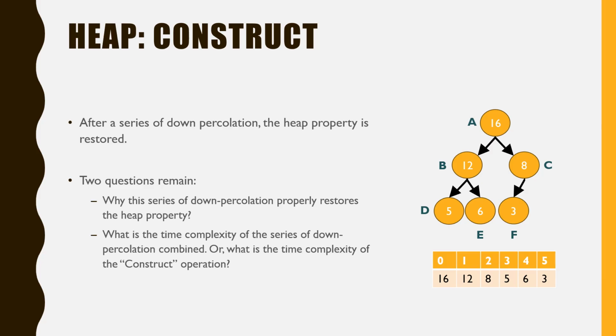In summary, the construction operation consists of two main steps. First, load the data elements in a complete binary tree to ensure the structural property of the heap. Second, starting from the last non-leaf node, down-percolate the nodes from right to left and bottom to top. This series of down-percolations restores the heap property. Next, we will address two key questions. First, why does the series of down-percolations properly restore the heap property? And second, what is the overall time complexity of the heap construction operation?